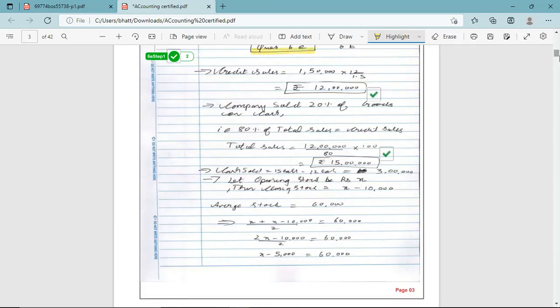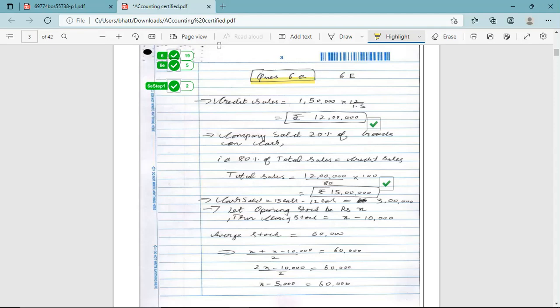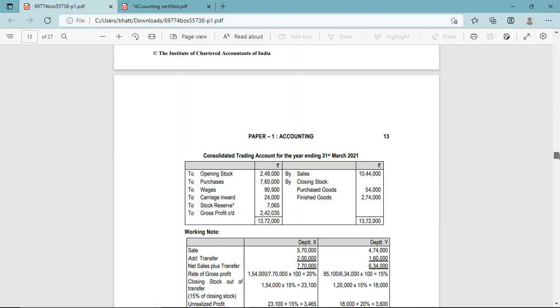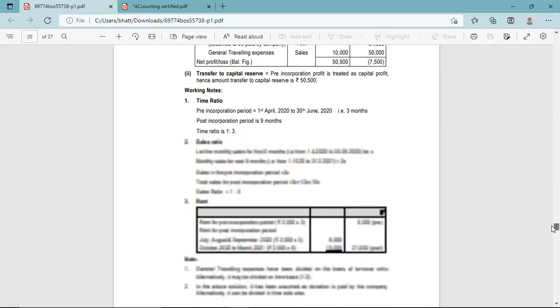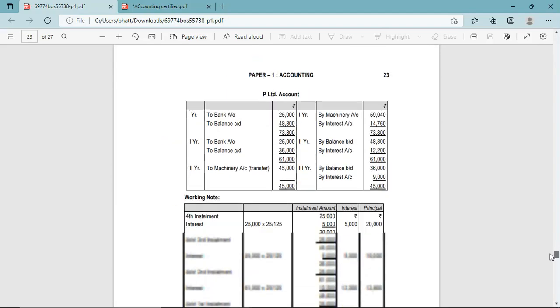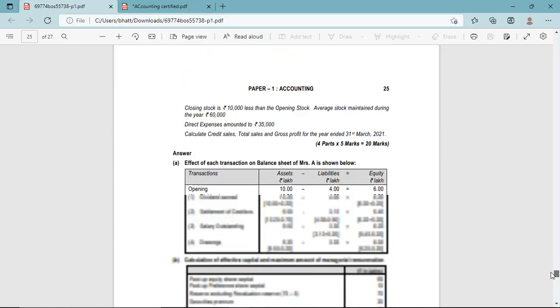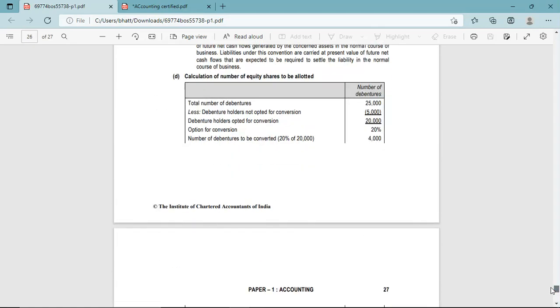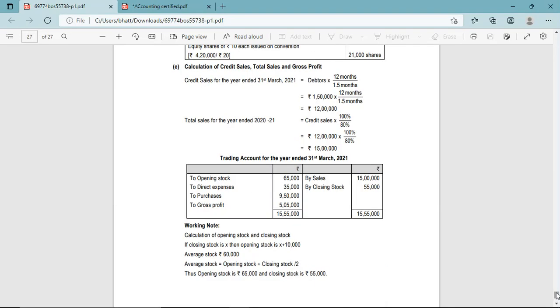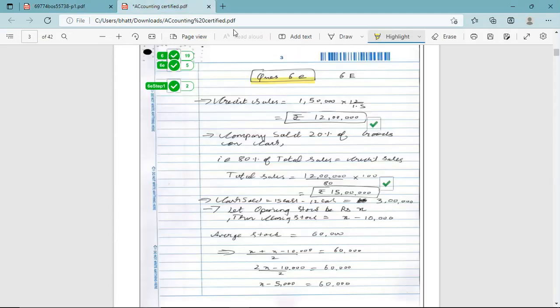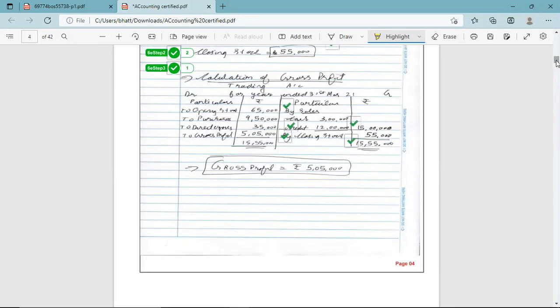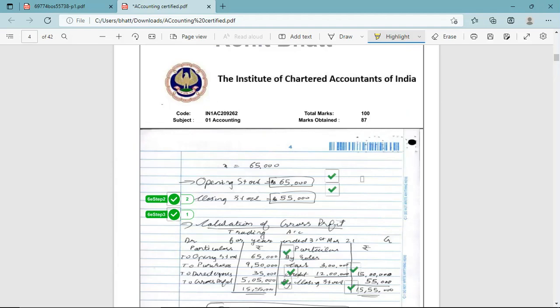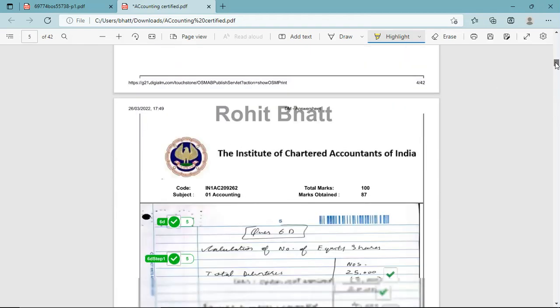First, I attempted the question which I knew best, and that started from the fifth part, 6E. You can match my sixth question E part answer with the ICAI suggested solution. It will match like they wanted credit sales, total sales, then this trading account and working note for opening and closing stock, then this is the balance sheet. The first question I started which I knew was correct.